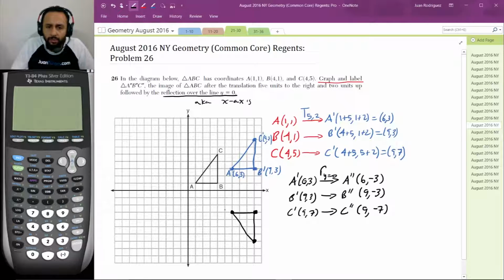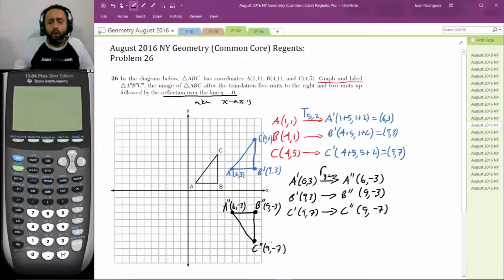Let's not forget to label them. So A double prime: 6, -3. B double prime: 9, -3, and C double prime: 9, -7. And the problem is done. Okay, hopefully you got that answer.